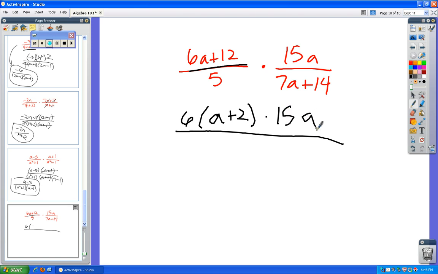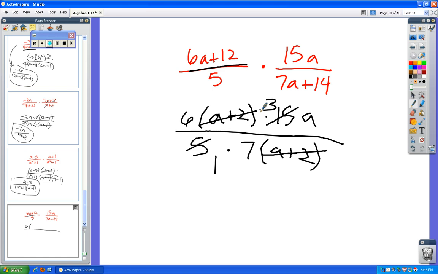On the bottom is a 5. Here, do they have anything in common? The 7. If I factor out a 7 from the first term is a. If I factor a 7 from the second term. Okay, now we start to cancel. A plus 2 is canceled. 5 and 15, that's fine. This is a 1. This becomes 3. Anything else? Nothing, yeah? There's nothing left to cancel.